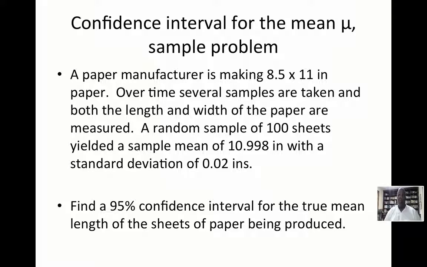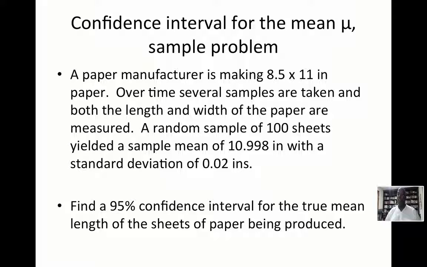So one such sample involved 100 sheets of paper, and the length of the paper was actually measured. It yielded a sample mean of 10.998 inches with a standard deviation of 0.02 inches. So we want to find a 95% confidence interval for the true mean length of the sheets of paper being produced. So let's just see the kind of information that we have.